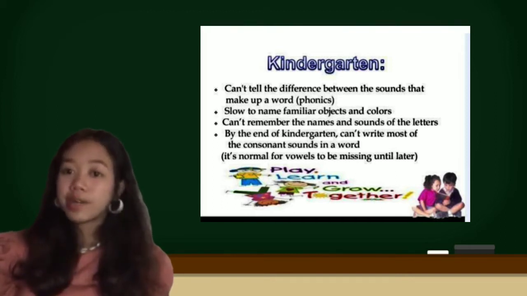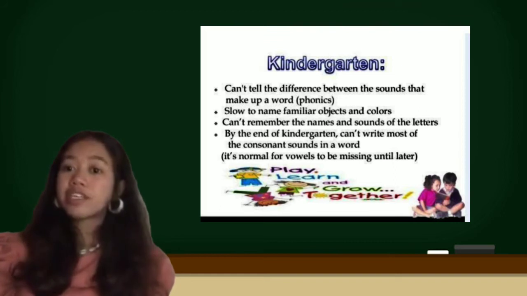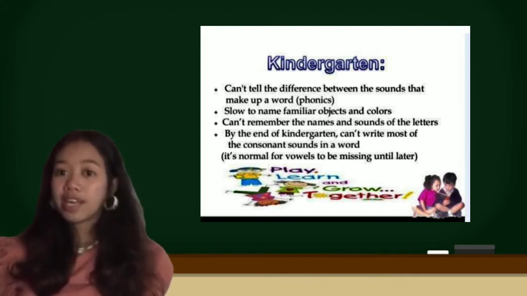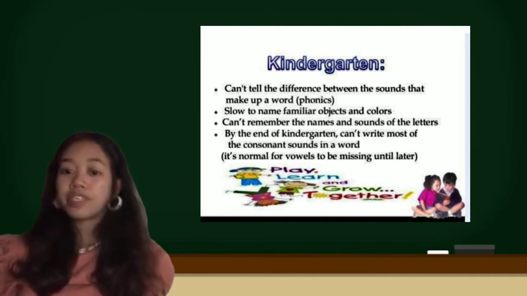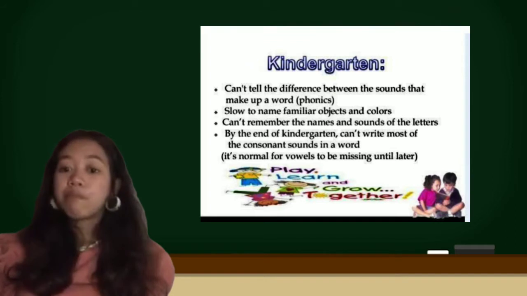Even though it has been repeated or introduced to them, they are still slow in naming it. So the third one is can't remember the names and sounds of the letters. So they tend to forget, or they just can't remember the names or sounds of the letters even if these have been introduced to them. And the fourth one is by the end of kindergarten, can't write most of the consonant sounds in words. So at the end of kindergarten, the child still can't write most of the consonants in words, and they are having oral reading difficulties.